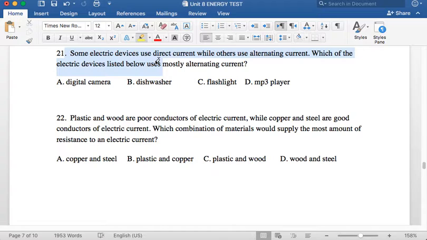Number 21. Some electric devices use direct current while others use alternating current. Which of the electric devices listed below uses mostly alternating current? A, digital camera, B, dishwasher, C, flashlight, D, MP3 player.